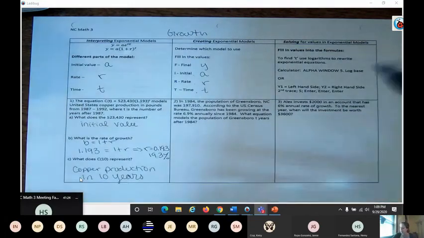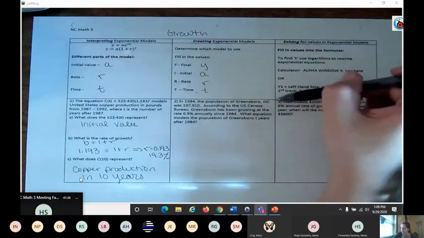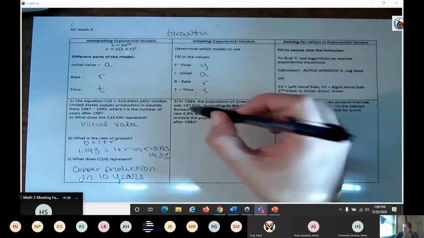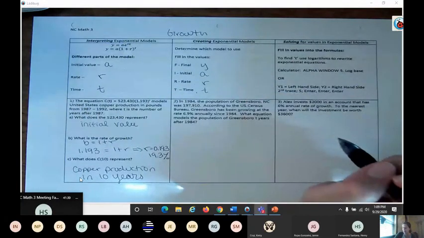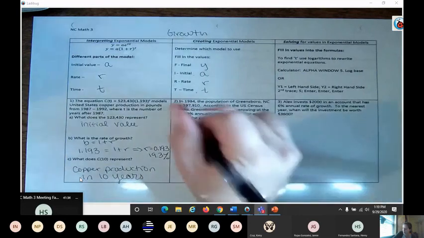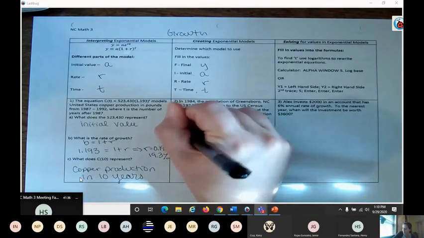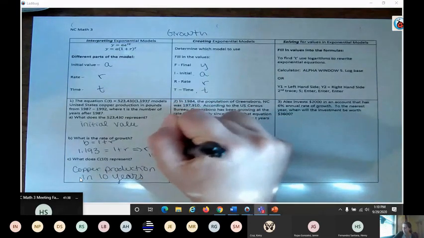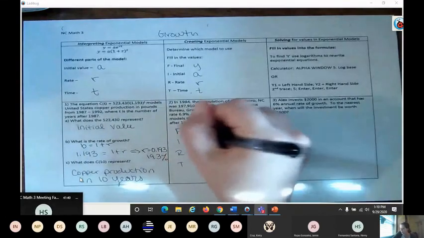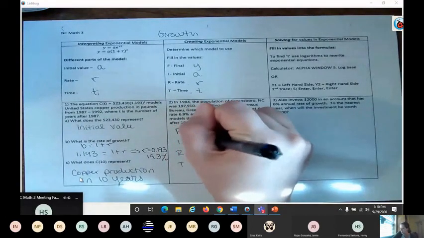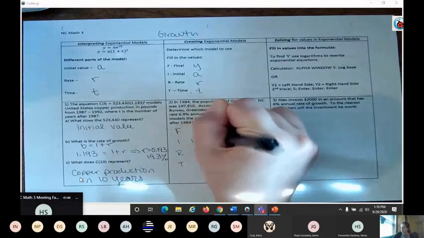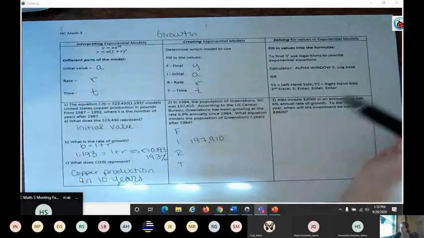So it says in 1984, the population of Greensboro, North Carolina was 197,910 people. This means that my initial value, so if I write out FIRT, my initial value was 197,910. It says it's growing at a rate of 6.9%. So I'm going to rewrite that as a decimal.